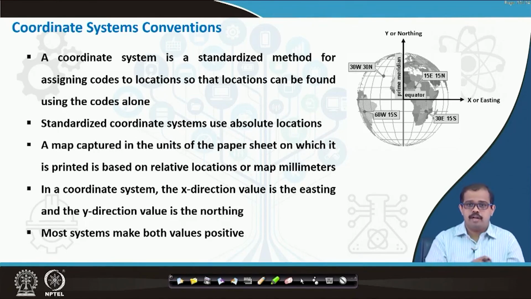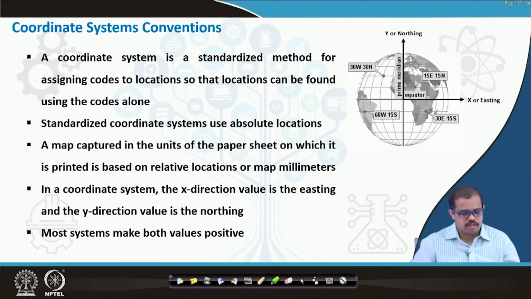I have already explained how latitude and longitude are measured, where latitude intersects and where longitude intersects, and how the values are measured in a latitude and longitude system. In a coordinate system, the x direction value is easting and the y direction value is northing. Most systems make the values positive. Fine.